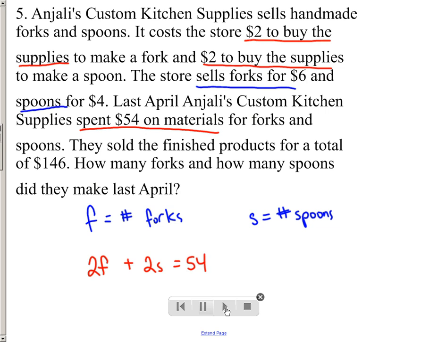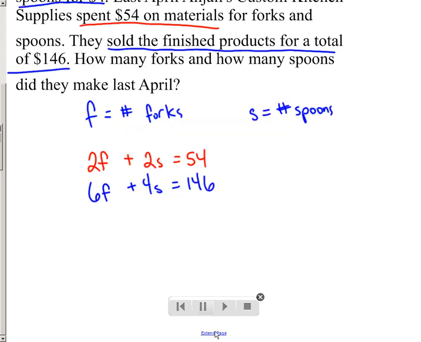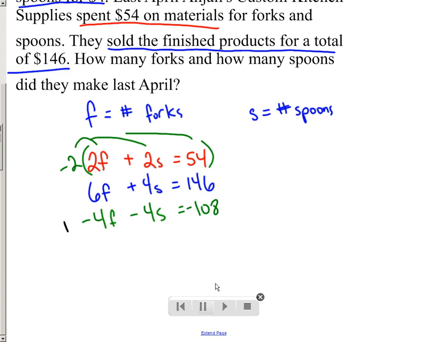Then when you come back for the other ones, it's talking about how much they're selling the forks and spoons for and how much money they made. So $6 for a fork is what they sold it for. $4 for each spoon is what they sold it for, and they made a total of $146. So there's your second equation. And now it's just time to do the elimination method. And I'm going to try to cancel out the S's. So I'm going to make that positive 2S into a negative 4S by multiplying it by negative 2.